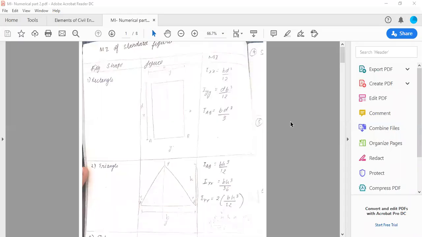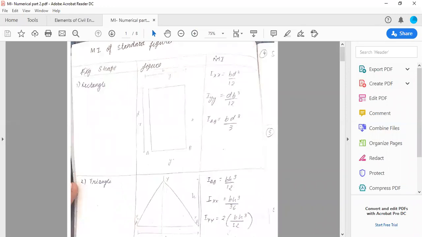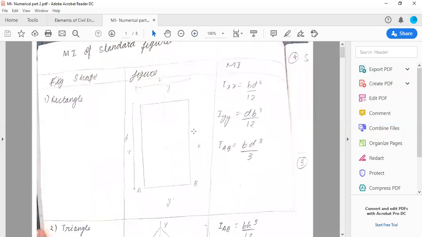Hello all. So here we are towards the last part of our moment of inertia numericals. Just to brush up with some of the formulas. I know the picture is not very clear, but you will be able to make out what is written. We'll just go through the standard formulas for moment of inertia of standard figures.